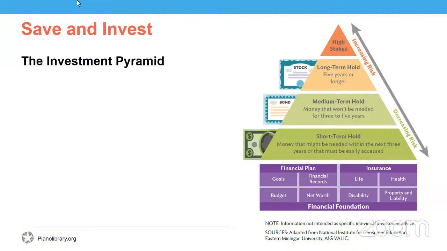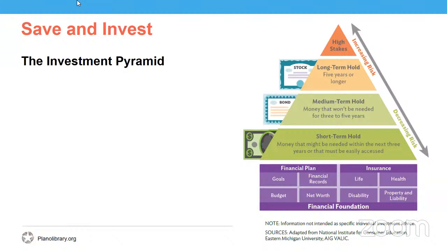So the investment pyramid shows the different levels of risk associated with different types of investments. The riskiest investments are at the very top of the pyramid. Stocks are long-term hold items. Then there are bonds, medium-term hold items, and finally cash, such as your savings account, which are considered short-term holds.